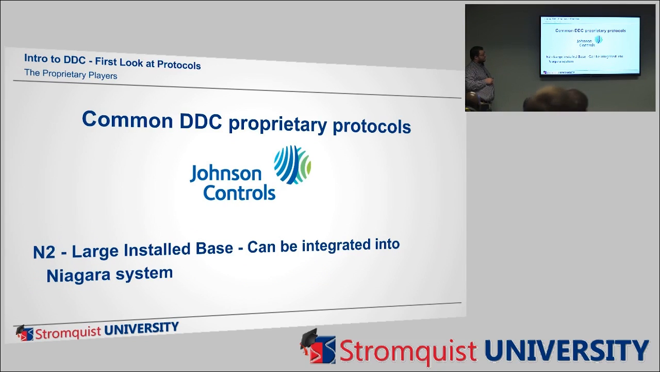Another popular one is Johnson Controls N2. We kind of already talked about that. Very large install base, but it can be integrated into Niagara, and it doesn't have to just be a Johnson Controls Jace. You can have a Honeywell Jace, a LinkSpring Jace, an EasyIO Jace, and bring an N2 network right into it.